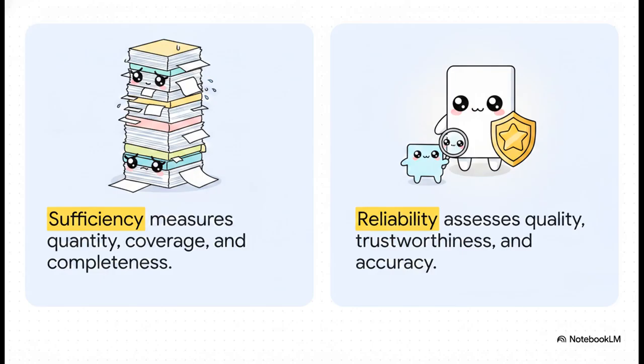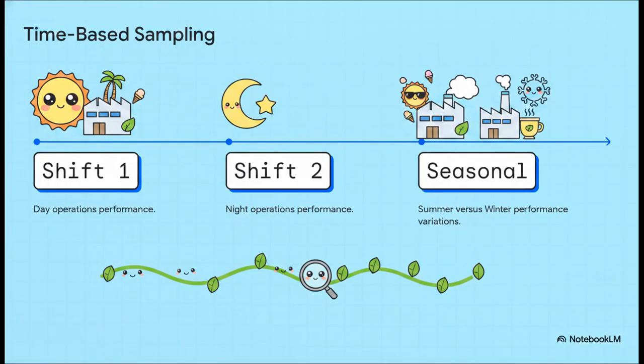You absolutely need both. A massive pile of inaccurate data is entirely useless, but on the flip side, one highly accurate, perfect data point isn't enough to prove an entire factory is operating safely. Sufficiency also means surviving the test of time. A facility might run beautifully on a Tuesday afternoon, but what about the graveyard shift, or the dead of winter versus a peak summer heat wave? Environmental performance can vary wildly based on the time and conditions. Sufficient evidence proves sustained performance over time, not just a lucky, isolated snapshot.